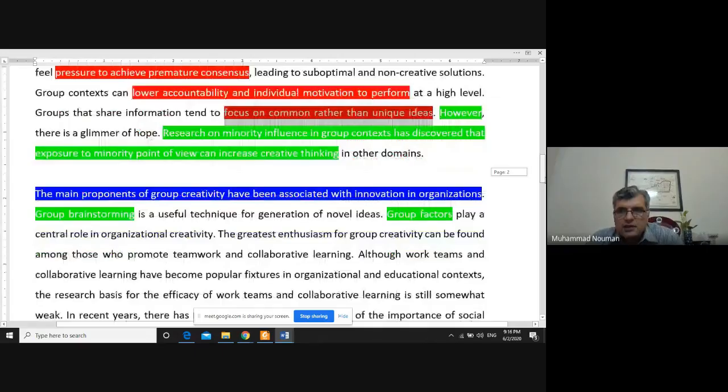However, as the handout suggests later on, there is some glimmer of hope. For example, research suggests that within any group or team, minority influence can increase creative thinking. So, for example, within a team, if someone is an outsider or someone who is not part of the mainstream within an organization or team, they might be a strong trigger to creative thinking or creative ideas. And some of these aspects are also highlighted by Professor West in the TEDx talk that you will be required to watch besides my video lecture also.